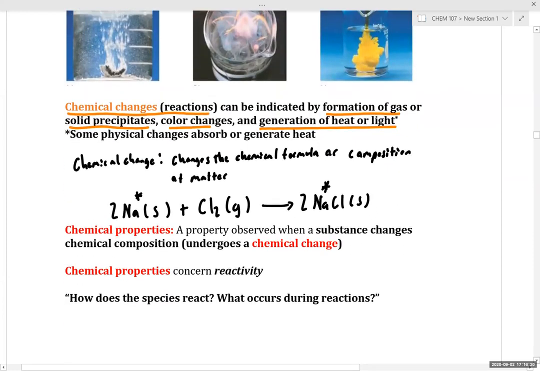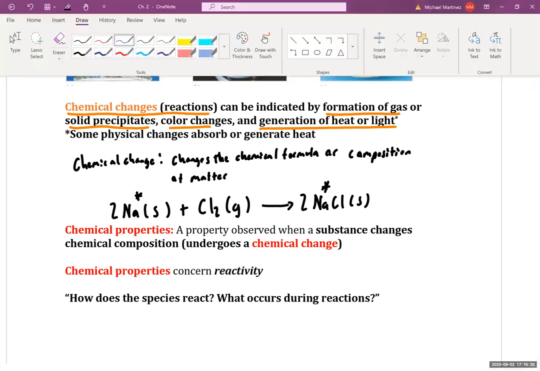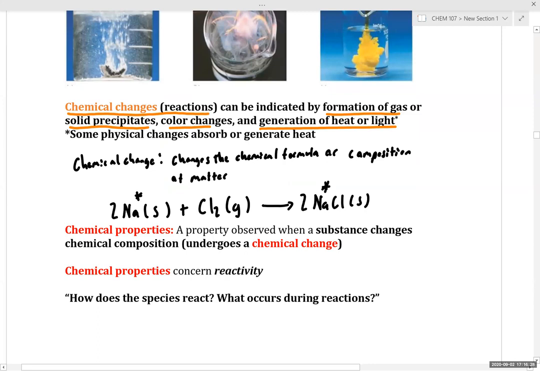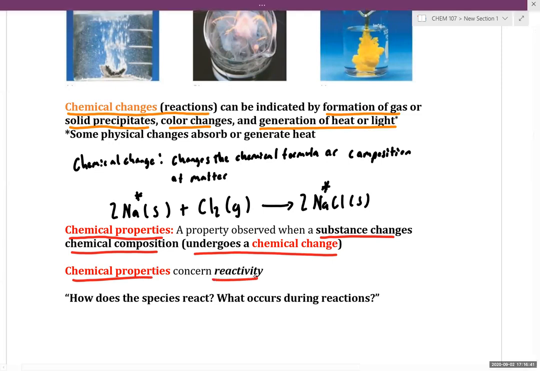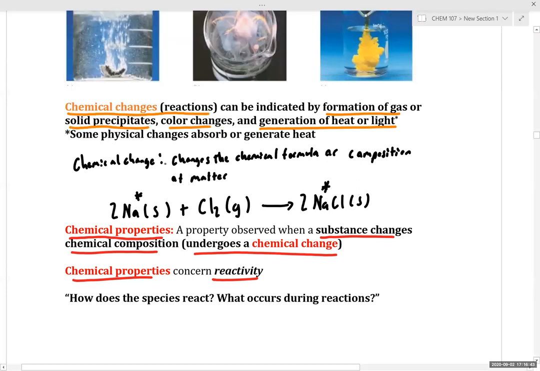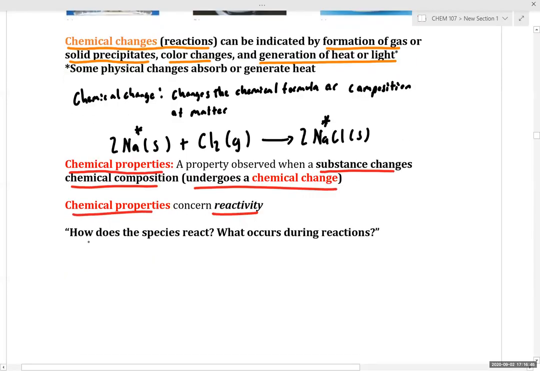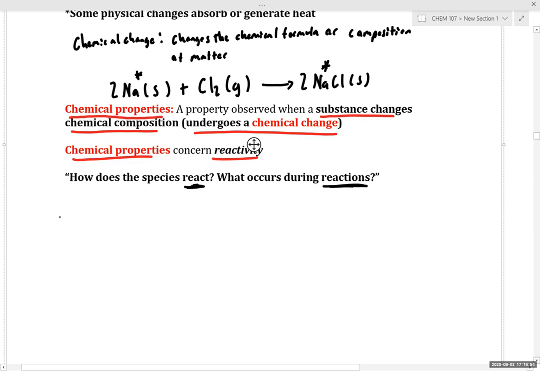Let's now talk about chemical properties. Chemical properties are properties observed when a substance changes chemical composition or undergoes a chemical change. Chemical properties concern reactivity. Some questions to ask that relate to chemical properties: How does the species react? What occurs during a reaction?